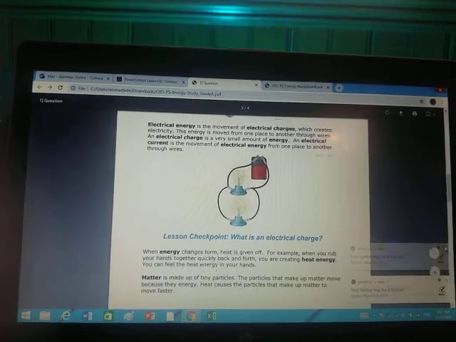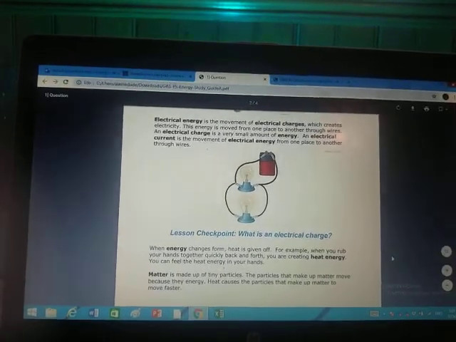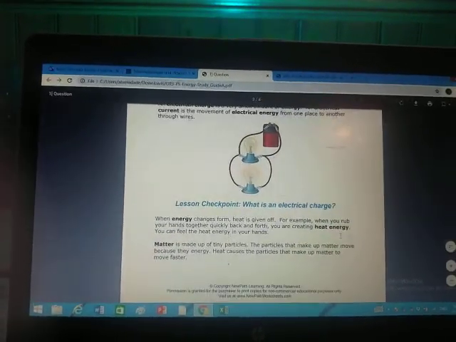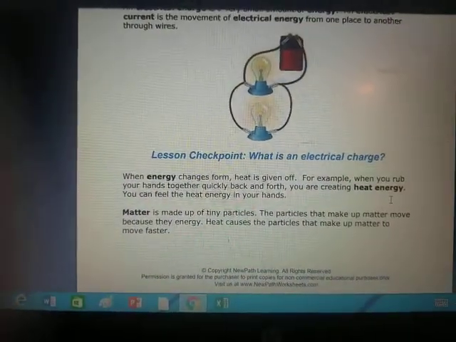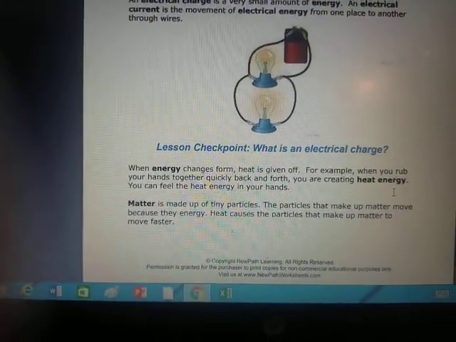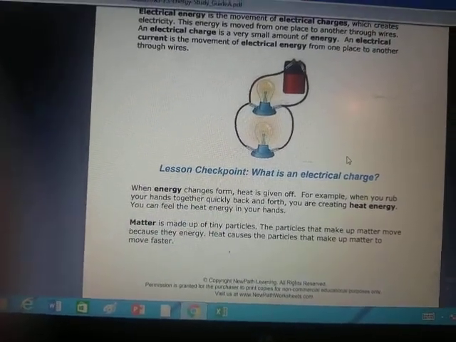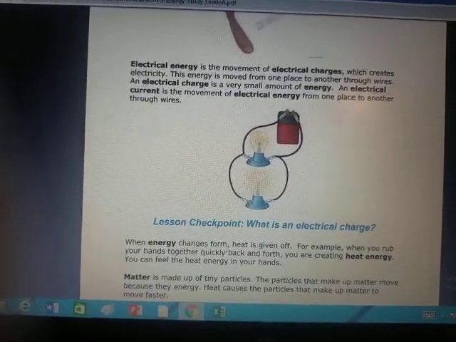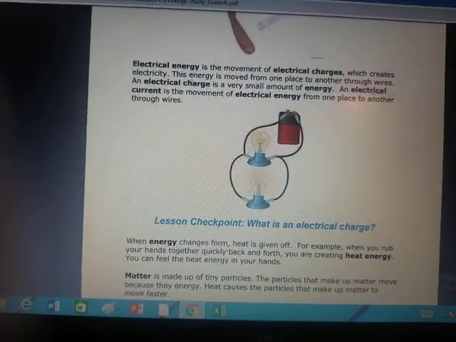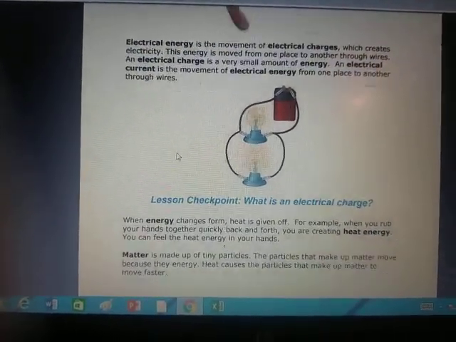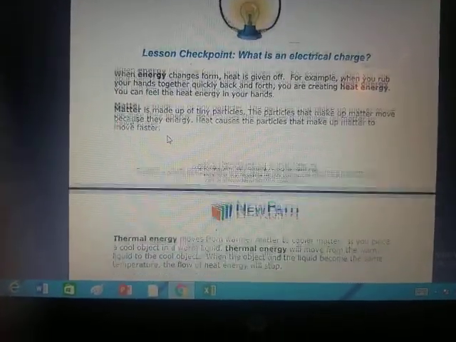Here's another lesson checkpoint. Again, you can answer this question in the YouTube video. You do not need to write it on paper. So, who could tell me, what is an electrical charge? What is an electrical charge? Your answer's over here where it says what electrical charge is. Tell me what electrical charge is.